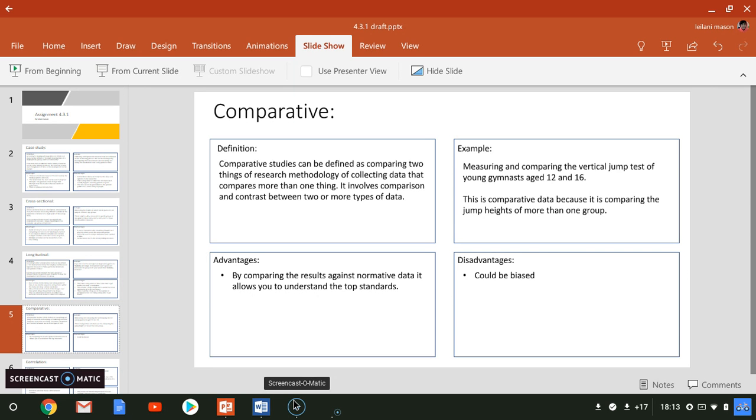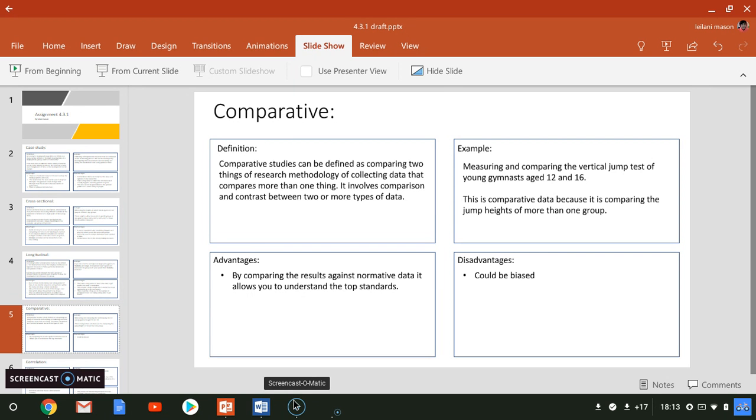An example of comparative data is measuring and comparing the vertical jump heights of young gymnasts aged 12 and 16. So this is a comparative data test because you will measure the jumps of 12-year-olds and measure the jumps of 16-year-olds to see the similarities and differences and compare them to be able to get better results and draw the conclusion. And it's because you're comparing more than one group.